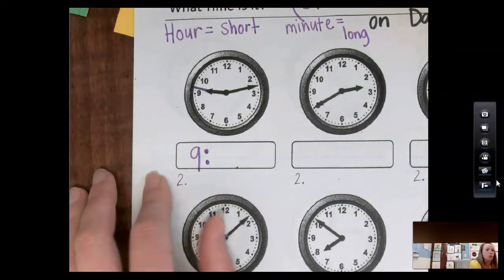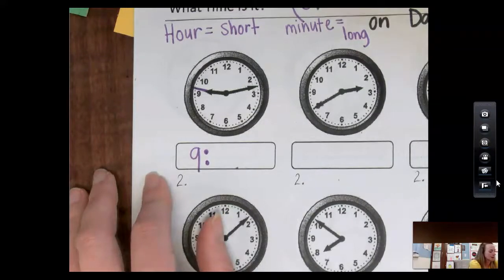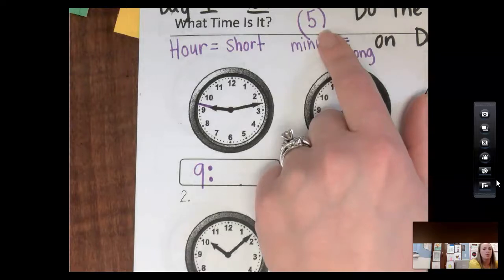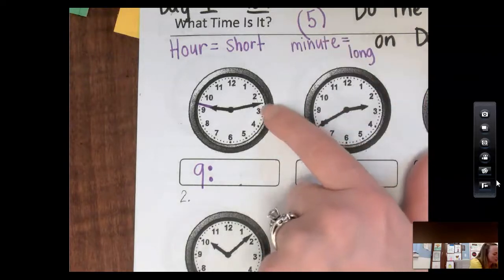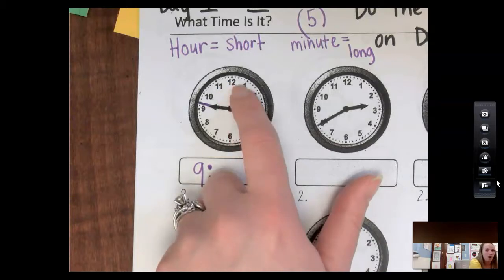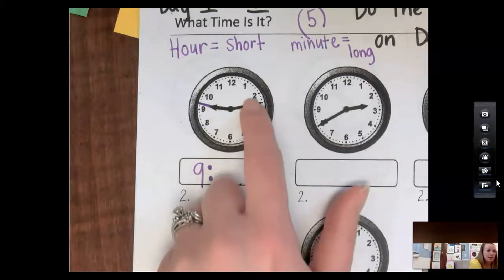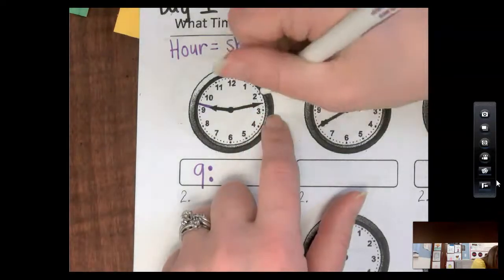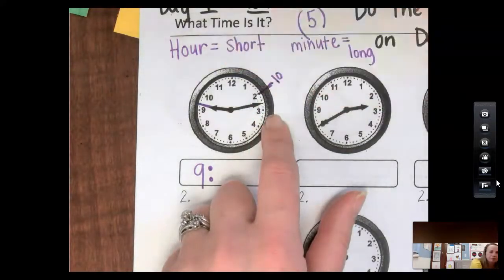All right, now we're going to work on our minutes, which is where kids tend to have the most problems. We always count by fives. So we have to count by fives until we get to the dot that's right here. So we start at the 12 and we count by fives. 5, 10. Now can we go 15? No, we can't go 15 because of that 3. So I can go right here, and that is 10.